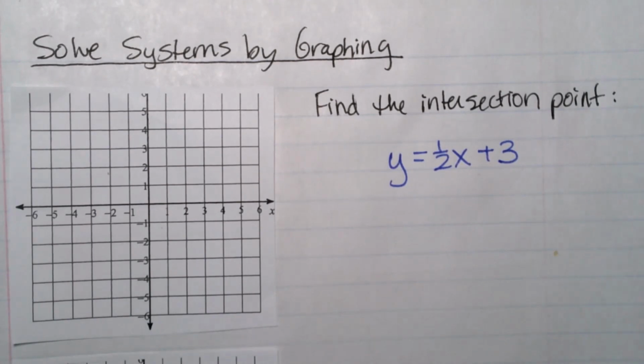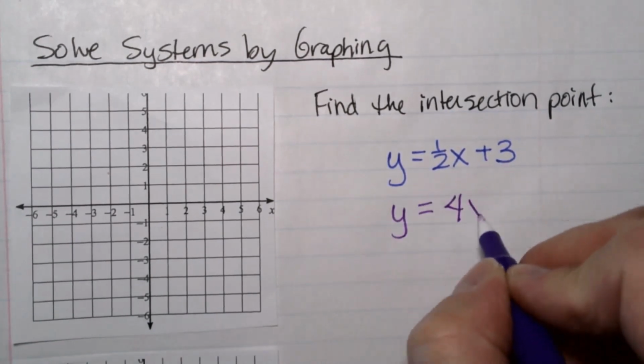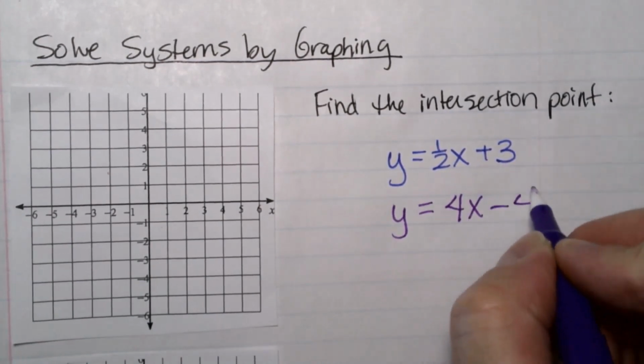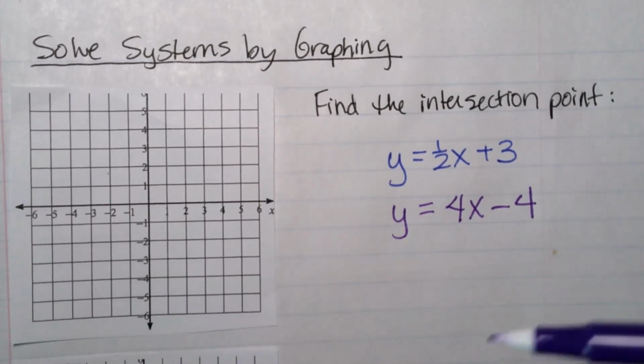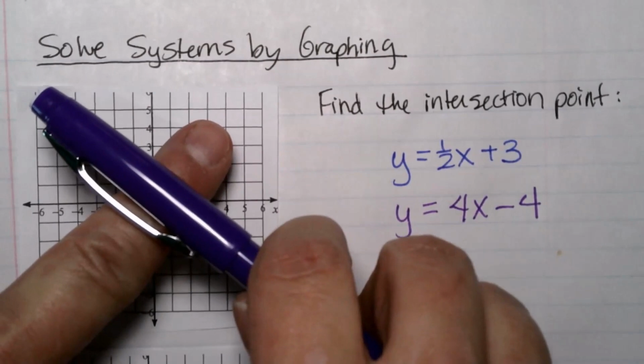And then y equals 4x minus 4. We're going to graph both of these lines on the same graph. They will cross somewhere, and the point where they cross is the answer.